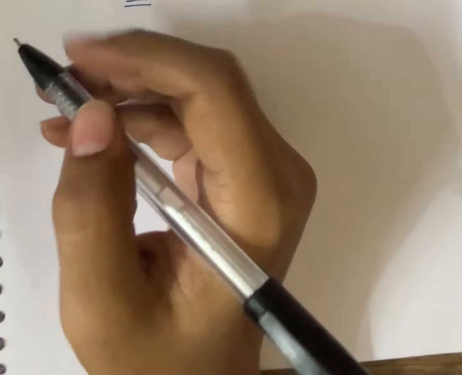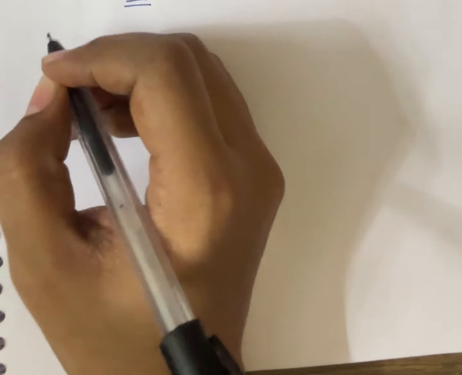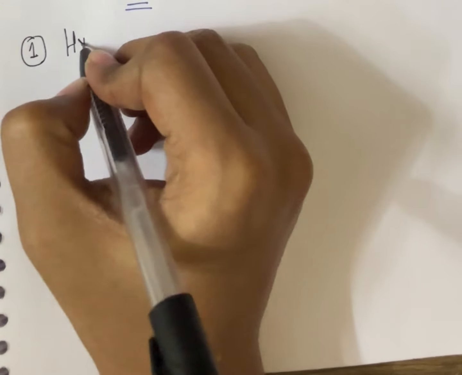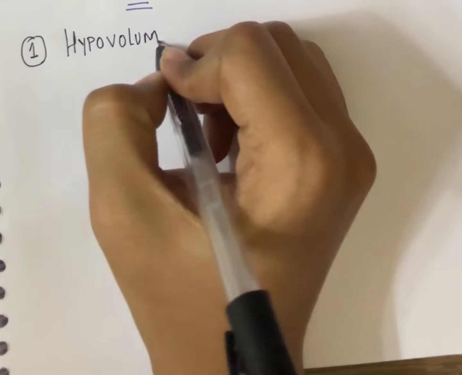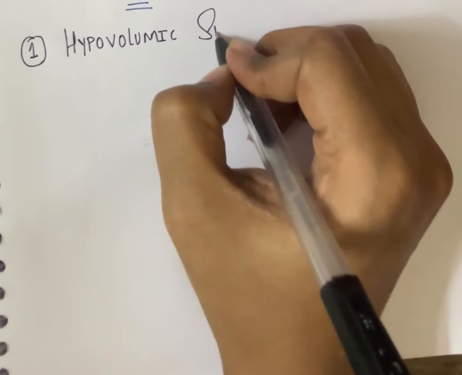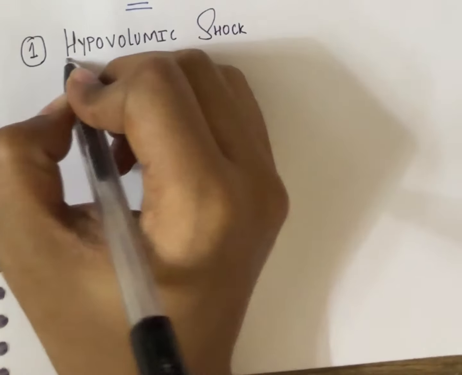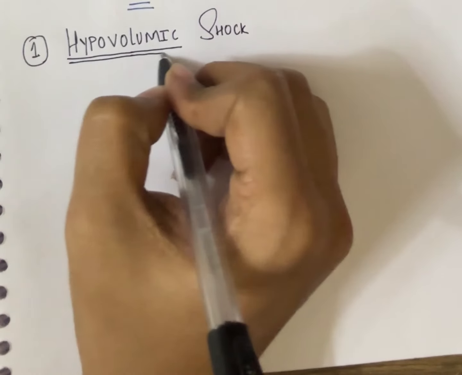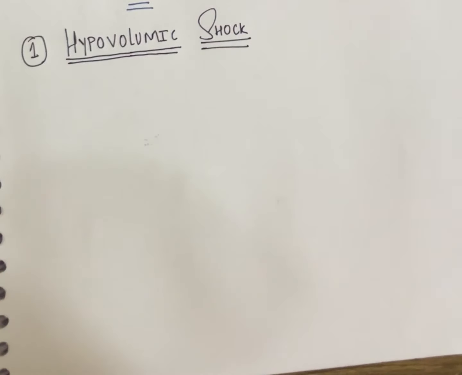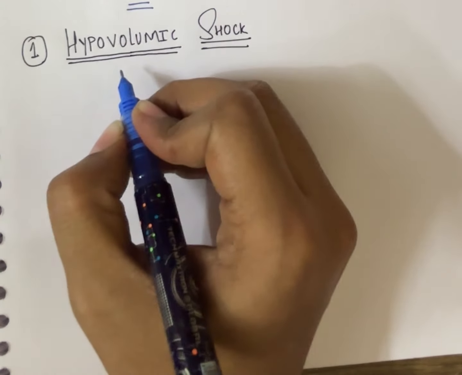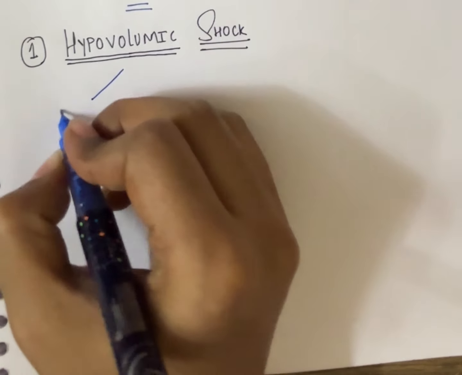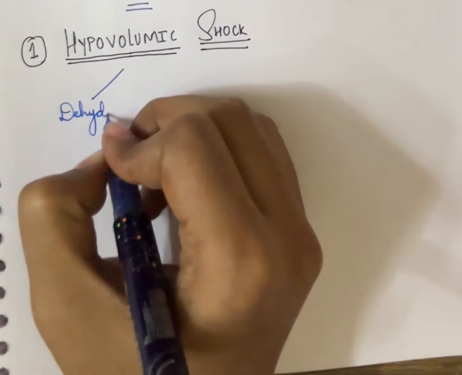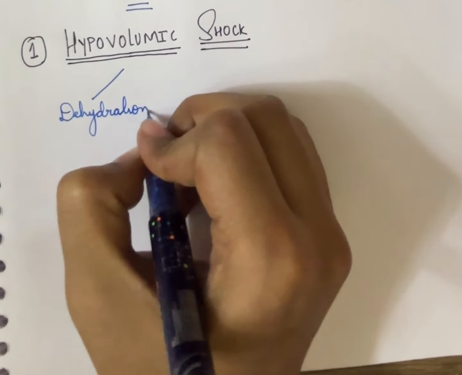Now let's learn about types of shock. First, we will see about hypovolemic shock. Hypovolemic shock is the most commonly encountered shock, and it occurs either by dehydration or hemorrhage.